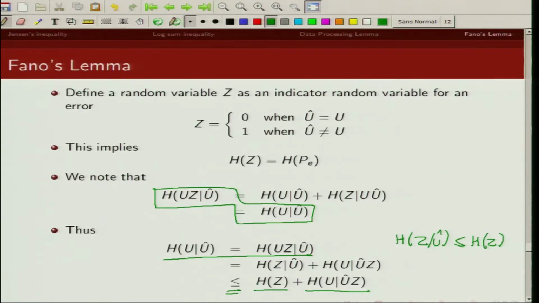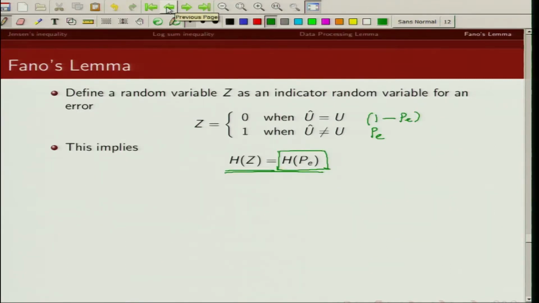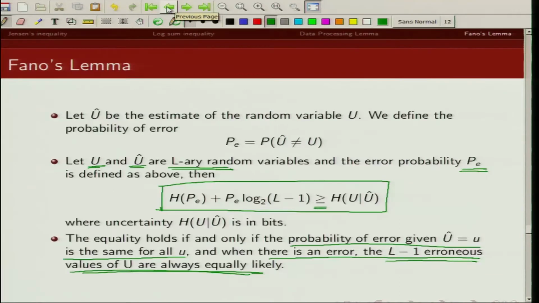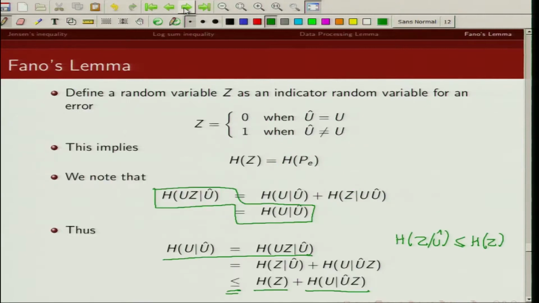And when is this the same? Basically when Û is independent of Z. So in other words, when this condition holds, when the probability of error is the same irrespective of what U is, then H(Z|Û) will be H(Z). So from here to here, it follows from the fact that conditioning cannot increase entropy.